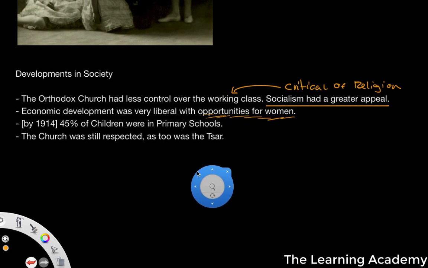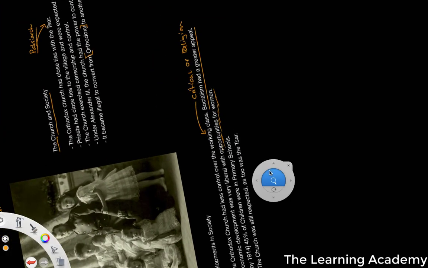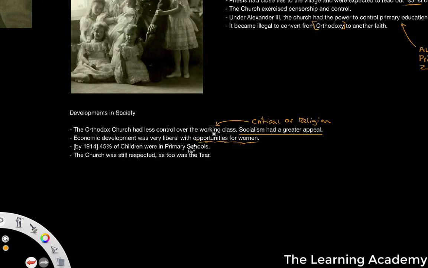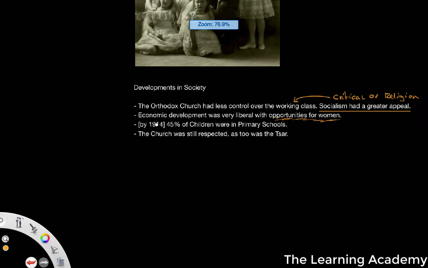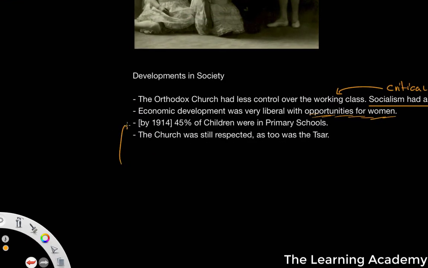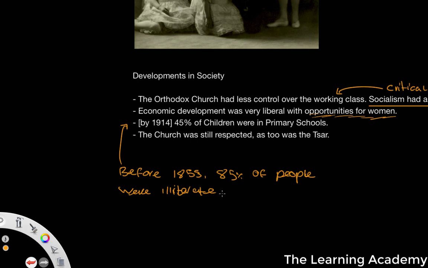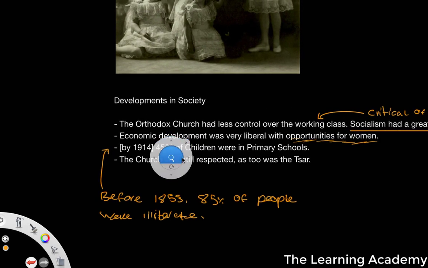Okay, and by 1914, 45% of children were in primary school. This is compared to before 1855, when 85% of people were illiterate. And so in that time we've got a development where nearly half of all children were being educated in primary schools.